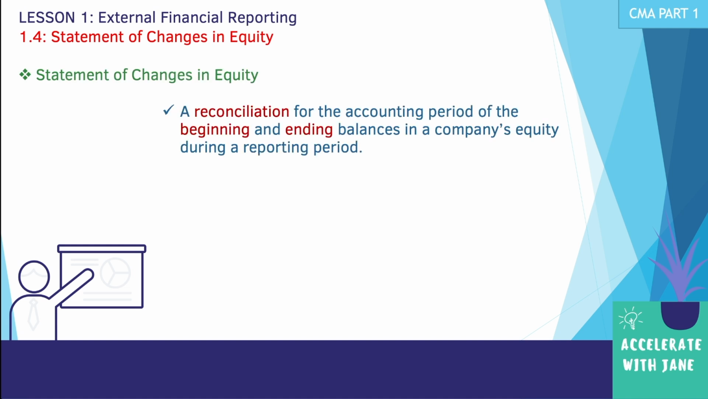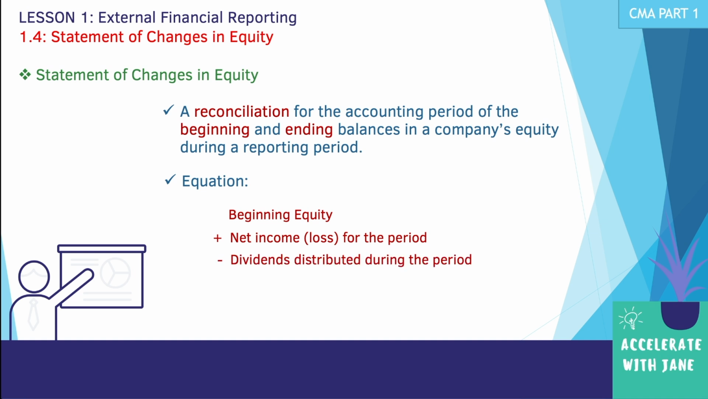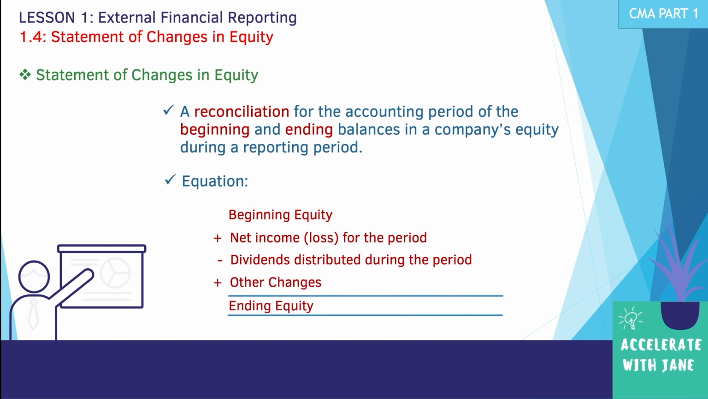So first, statement of changes in equity basically is just a reconciliation for the accounting period of the beginning and ending balances in a company's equity during the reporting period. So we have here the equation for the equity. First, we have the beginning equity, meaning the equity in prior period. Then we add the net income or loss during the period. Then we deduct the dividends distributed during the period. So actually, the dividends is subtracted from the retained earnings. Then we add or deduct the other changes. And then we get the ending equity.